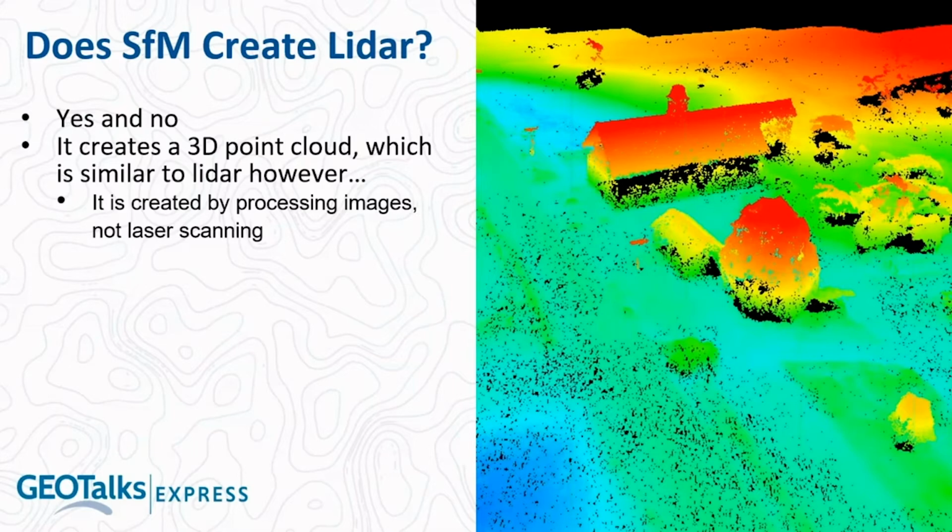LiDAR is an active method for data collection. It stands for light detection and ranging, and a light pulse is sent out. The returns are collected, and that generates the 3D points for the true LiDAR data, whereas the photogrammetrically derived point cloud is generated by collecting these 2D images and then processing them together into a 3D output.